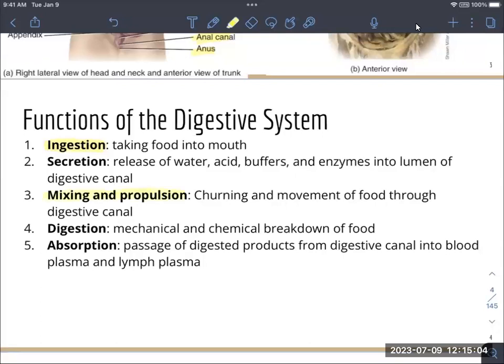Mixing and propulsion, well, especially once food gets down to your stomach, it gets mixed around to further help break things down even more. Then digestion, that is the actual breakdown of food. And then we absorb, because we're absorbing different nutrients, different vitamins, glucose, fats, proteins, all of this different stuff is getting absorbed, and water, into our system to be utilized for energy, coenzymes, enzymes, to make hormones, to make proteins, all of this different stuff.